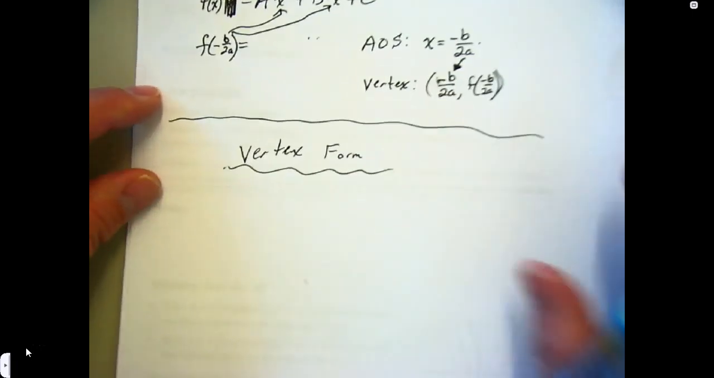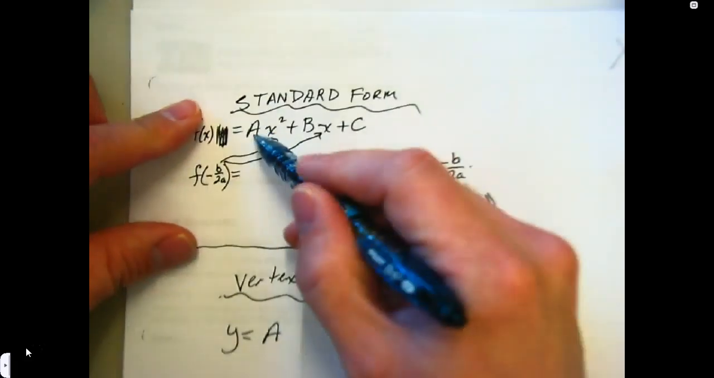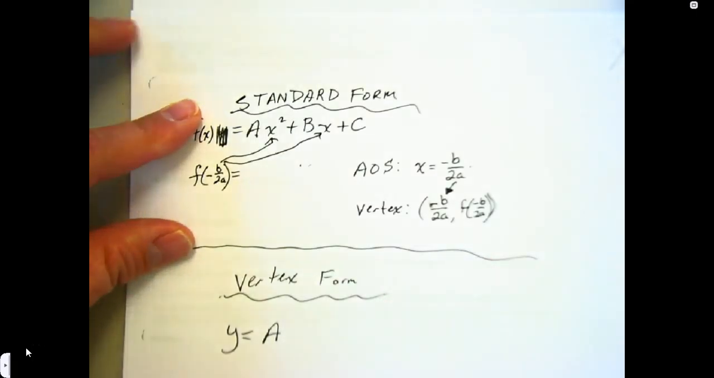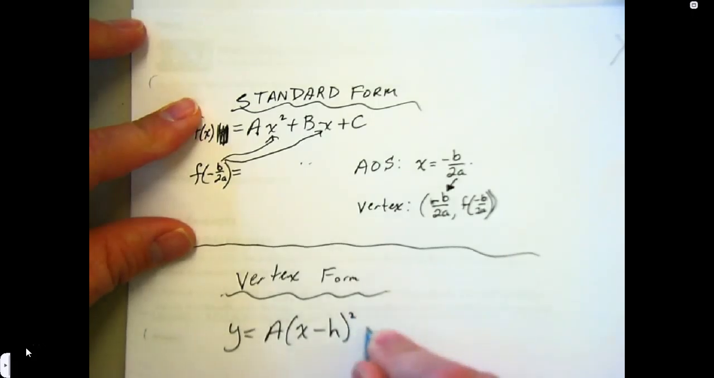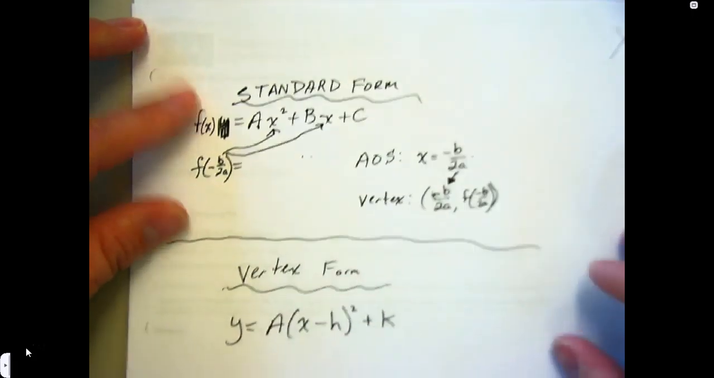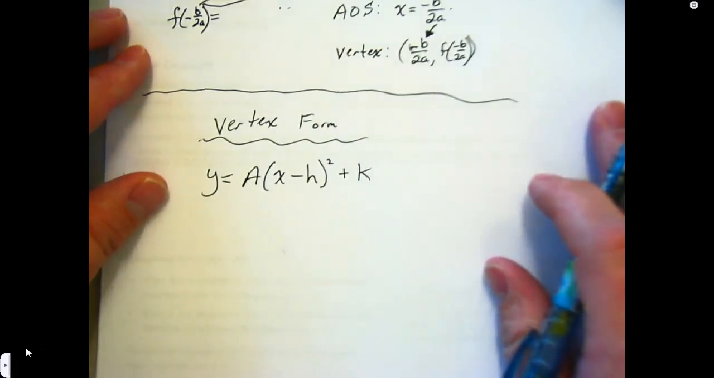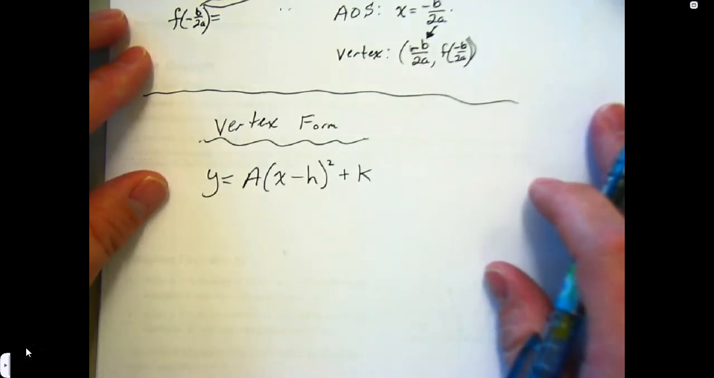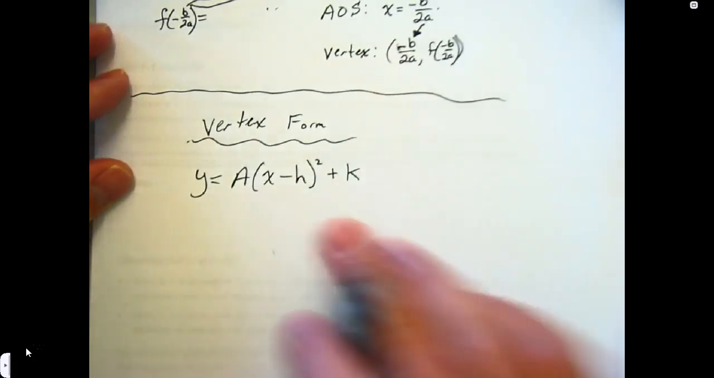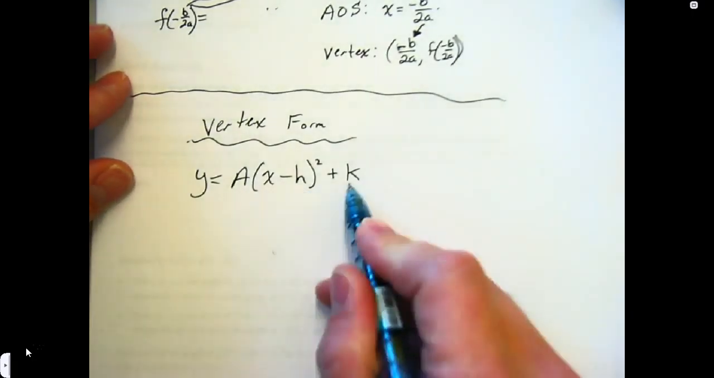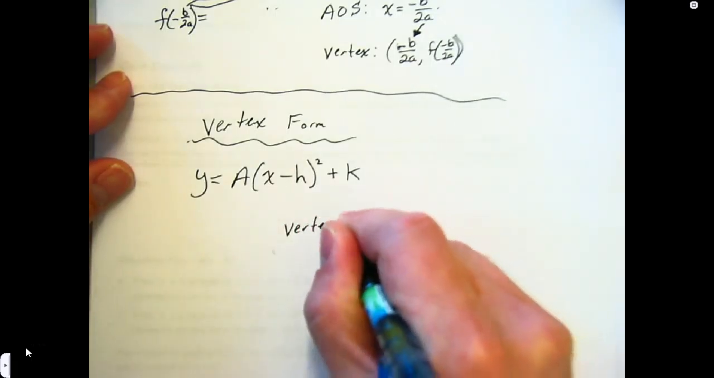Okay, vertex form. Vertex form is y equals a times x minus h, quantity squared, all plus k. By the way, these a's are the same. That a and that a are exactly the same. This is a pretty easy form. You love vertex form, even if you don't know that you love vertex form. So, (h, k) is your vertex. That's how easy this form is.